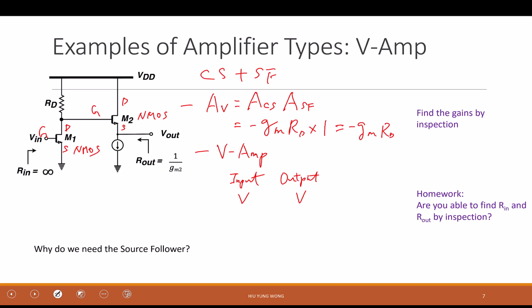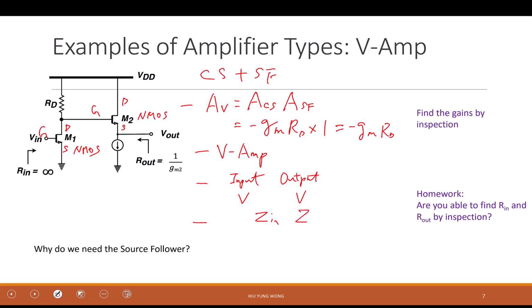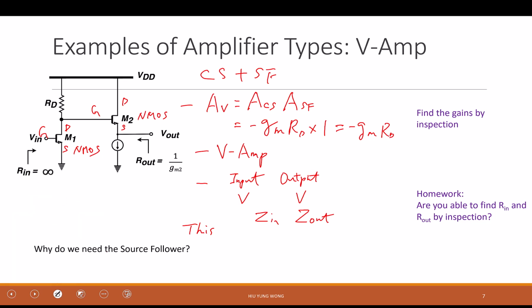Okay. What is the input impedance of this circuit? Cin, Cout, right? This circuit. Okay, all right. You say infinite. He said infinite. Do you agree? Okay, because it goes into the gate, right?